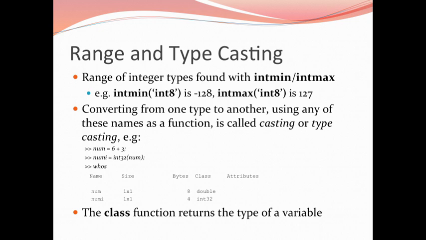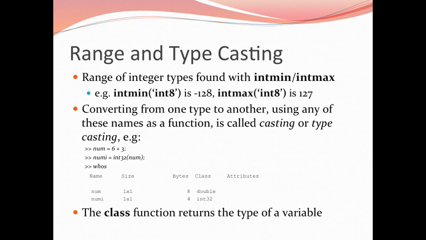The range of values that you can store in any of the integer types is found using built-in functions called intmin and intmax. You say intmin in parentheses, and then you give the name of the type int8 as a string, which means in single quotes. It would show you that it's negative 128 and intmax is 127. So in other words, in the type int8, you can only store integers in the range from negative 128 to positive 127.